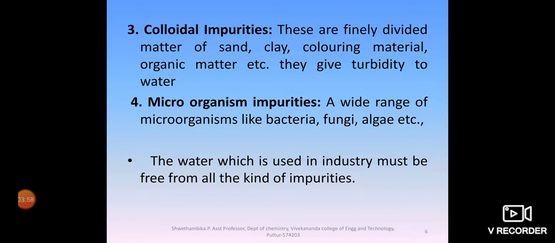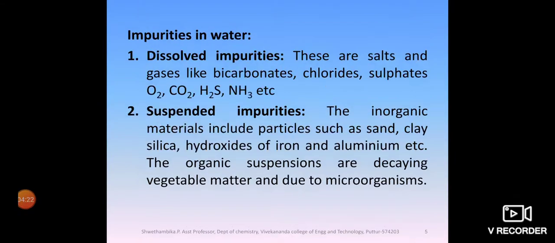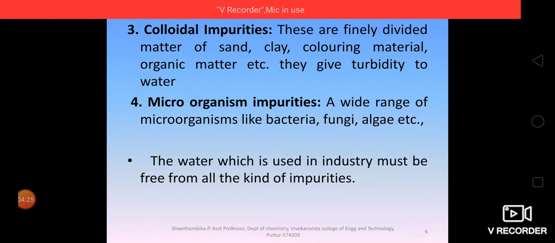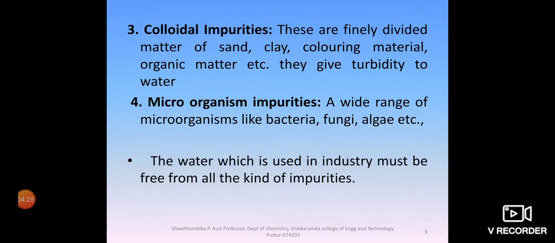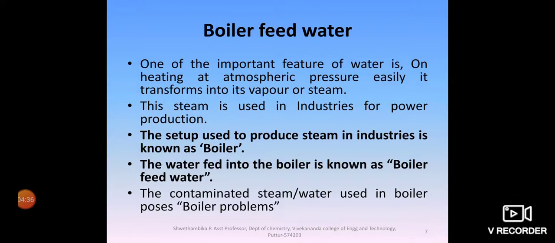These colloids, as we have studied in the lower classes, give turbidity to water. Then the fourth class is biological impurities or microorganisms, like bacteria, fungi, algae, etc. Now the water which we use in industry for various purposes must be free from all the above kinds of impurities, that is, the dissolved impurities, suspended impurities, colloidal impurities and microorganism impurities. No kind of impurity must be present when we take the water for industrial usage.